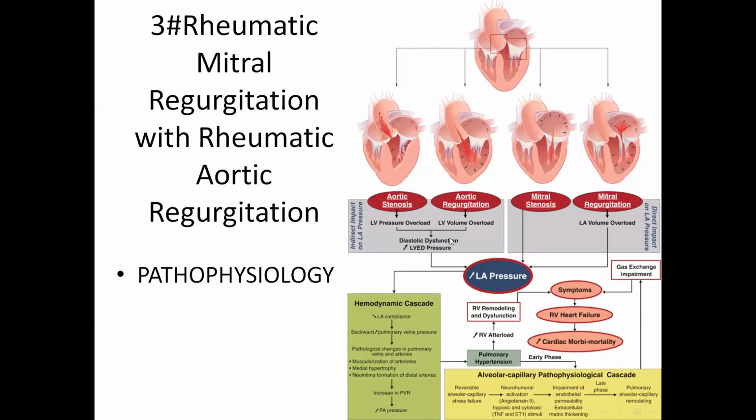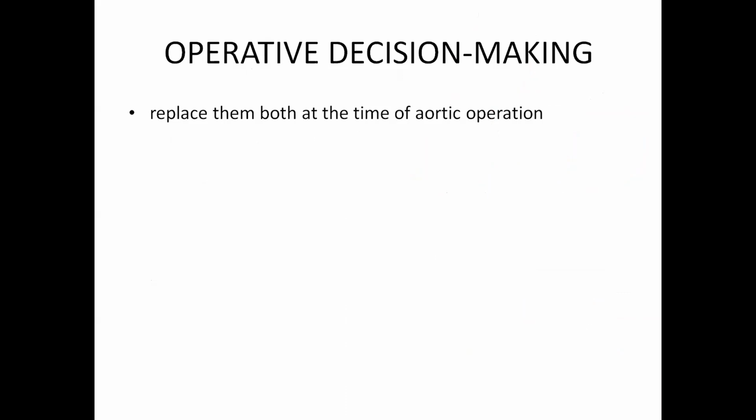Just a note to be taken here regarding aortic regurg and aortic stenosis. The patient who has an increased volume load in the left ventricle can tolerate surgical correction better than the patient who has a hypertrophied ventricle and increased pressure load on the left ventricle. I know this statement will be somehow annoying, but for operative decision, we will replace both at the time of aortic operation.